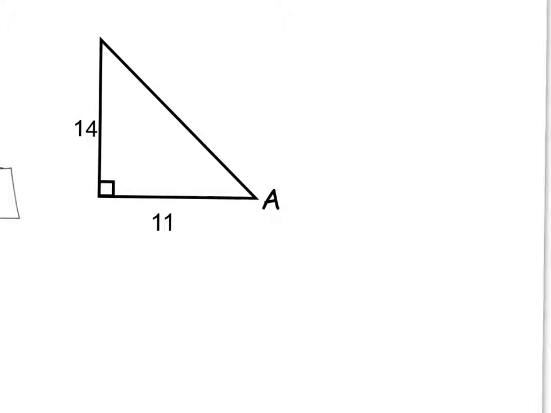Example number 2, again I want to find the measure of angle A because that's what I'm given here, capital A, so I'm finding that angle. So I'm given here the opposite side and the adjacent. So opposite and adjacent goes with tangent, so tangent of angle A equals 14 over 11, and it's very important that we set up our ratio correctly. So 11 over 14 would not be the same as 14 over 11.